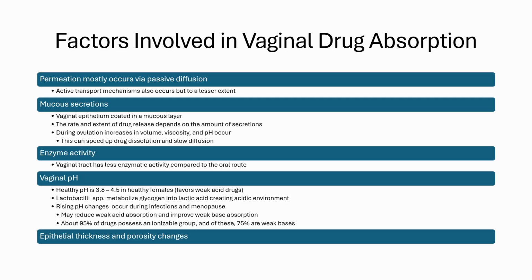In healthy females, a vaginal pH typically ranges from 3.8 to 4.5. Lactobacillus species are dominant in the vagina, and they metabolize glycogen into lactic acid, creating an acidic environment. Rising pH changes occur during infections and menopause, which can reduce weak acid absorption and improve weak base absorption. About 95% of drugs possess an ionizable group, and of these, 75% are weak bases. Thicker vaginal epithelium, which occurs during women's reproductive years, impacts absorption by decreasing drug permeation.